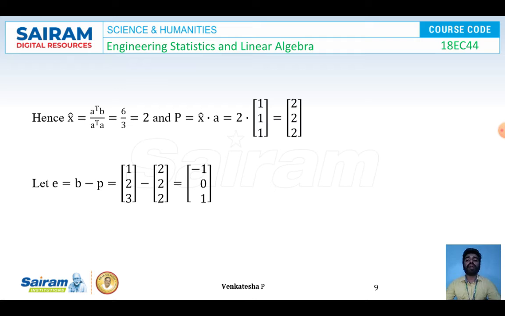Now I'm going to find the error vector. It is given by B minus P. Hence we have E is equal to 1 2 3 minus 2 2 2. By subtracting this, we got the vector minus 1 0 1.